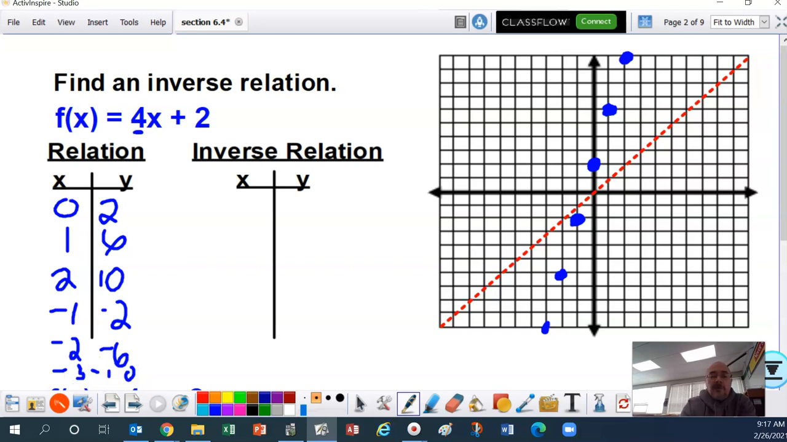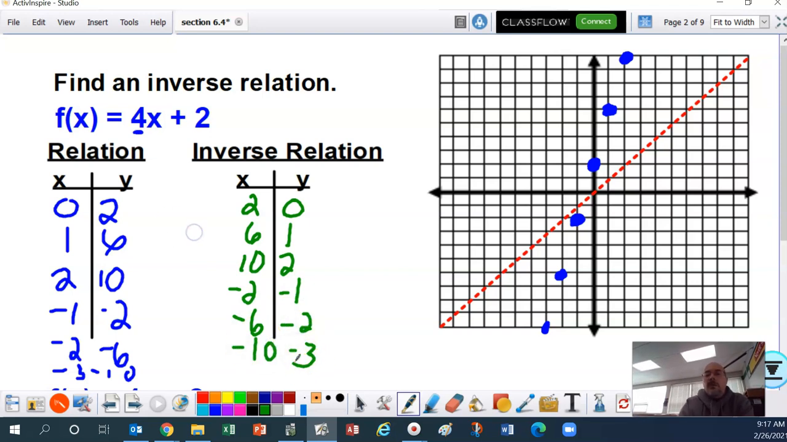Now, the inverse, ladies and gentlemen, is going to be (2, 0), (6, 1), (10, 2), (-2, -1), (-6, -2), and (-10, -3). All right, let me put those dots. Let me draw a line through this first. Okay, so here is our linear line for that function. And now I'm going to do the other ones in green.